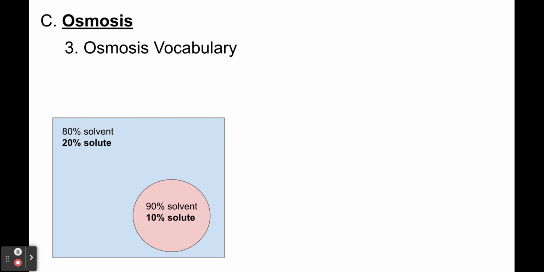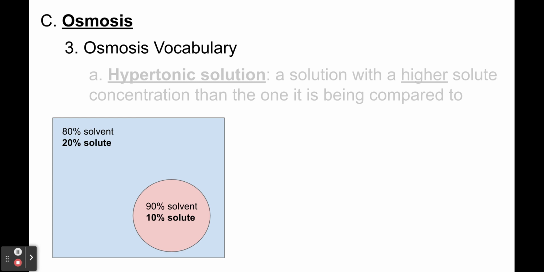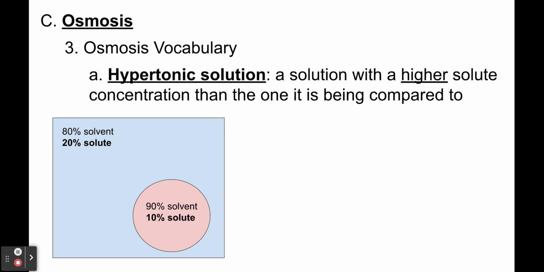Now we're ready for section 3, some more osmosis vocabulary. Here's the first vocabulary term: a hypertonic solution. A solution with a higher solute concentration than the one it is being compared to. So I want you to look at this cell in this solution. This cell is in a hypertonic solution. I know that because the solution has a higher solute concentration than inside the cell.